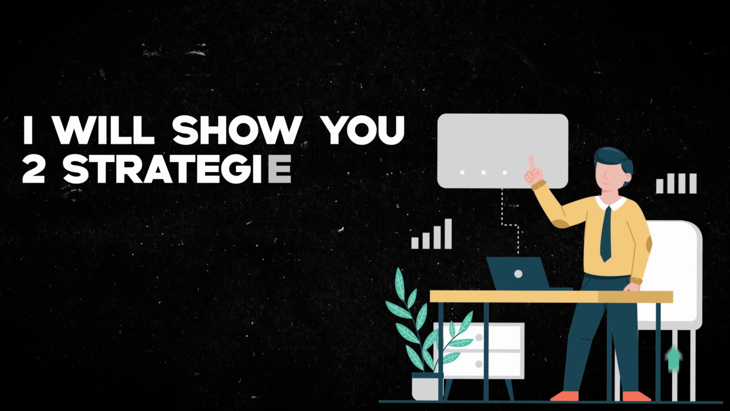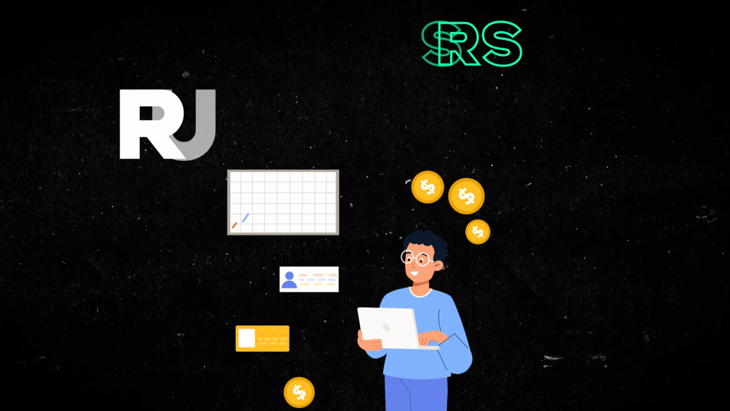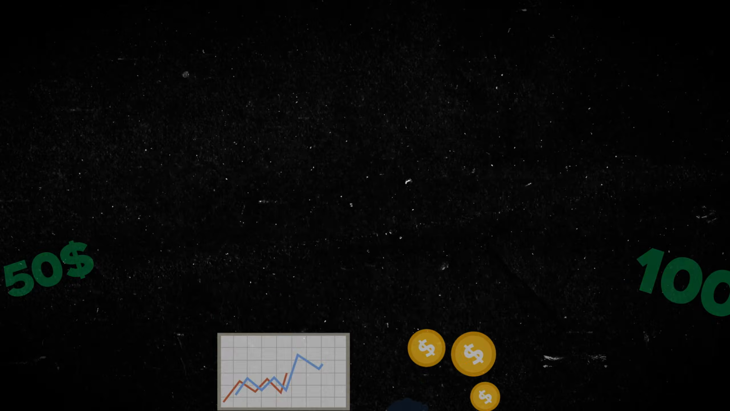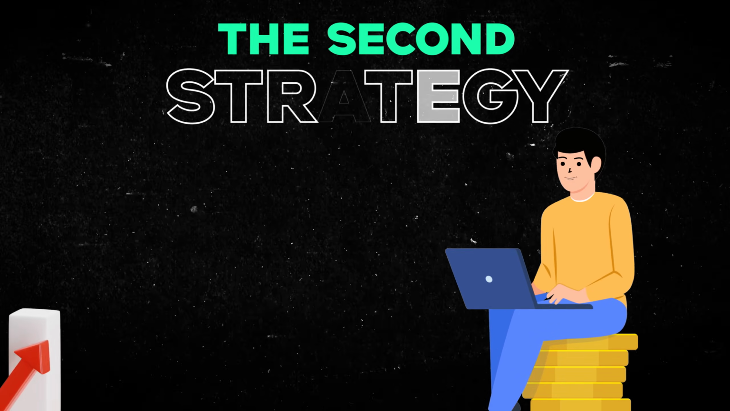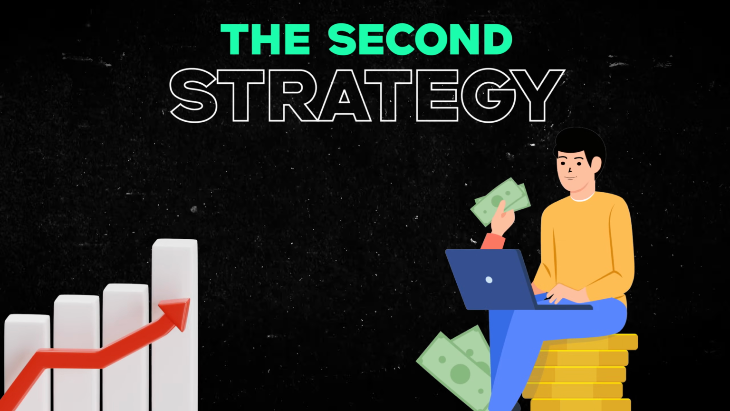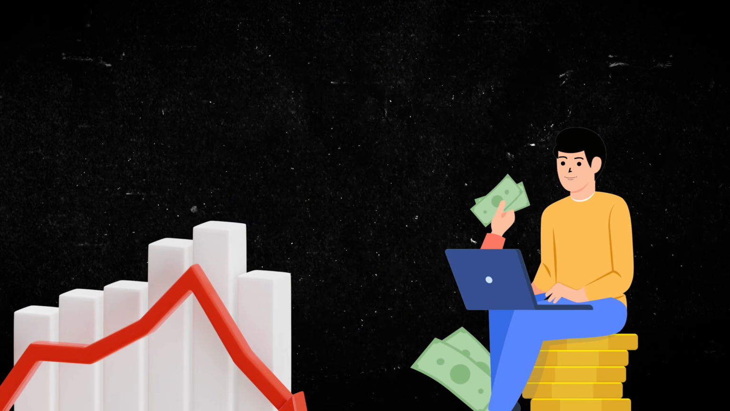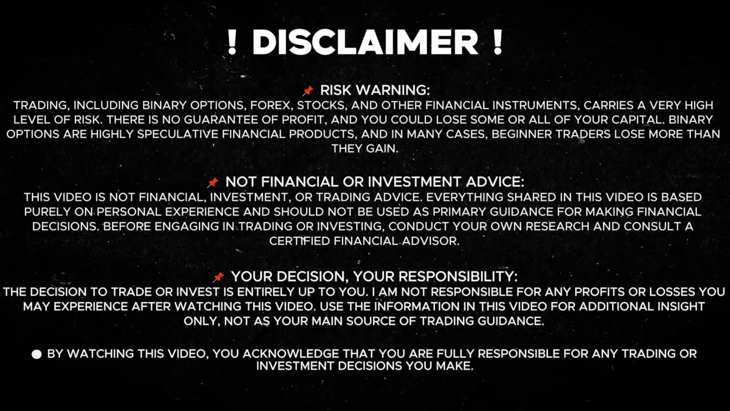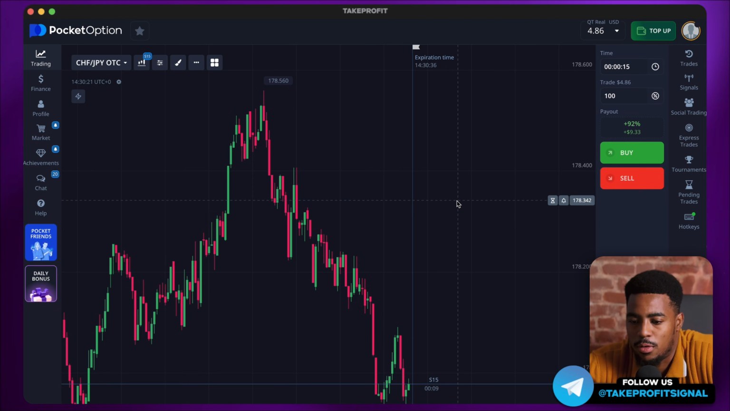I will show you two strategies for binary options. The first strategy will help you get your balance up to $50, $100. With that amount, I will then work with a second proven strategy that many of you will definitely like, as it is simple and understandable and may allow me to earn $1,000. Well, let's move on to the first strategy.